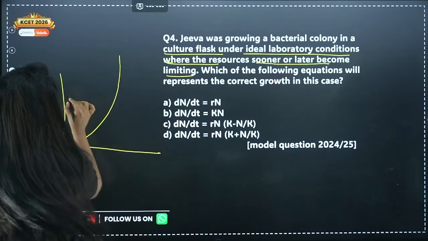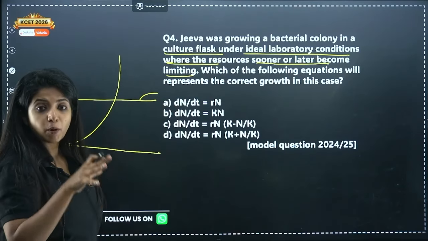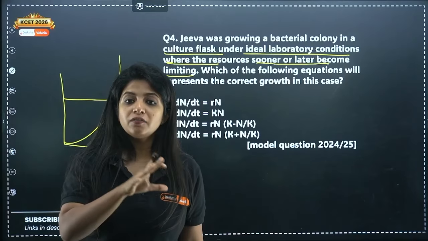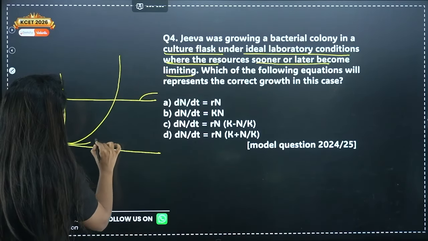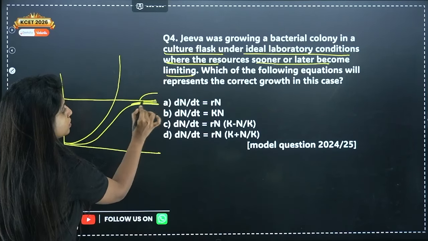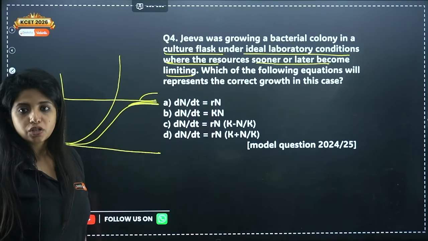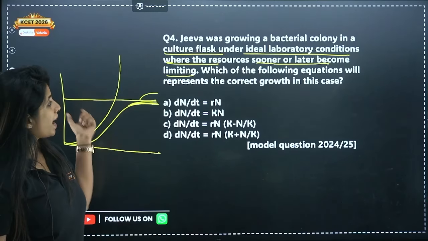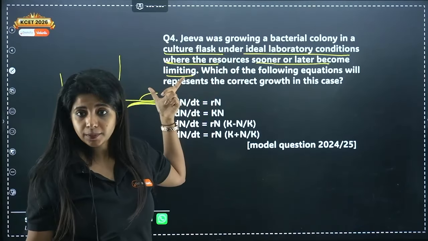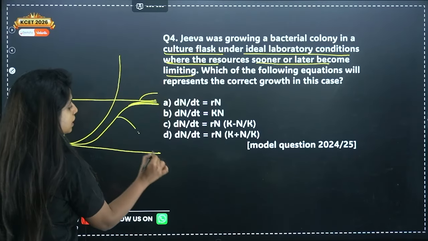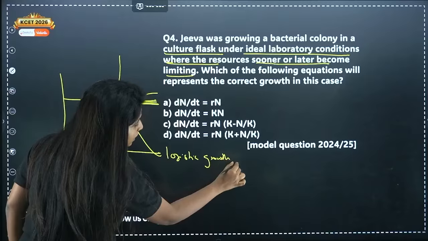If resources are limited, you have a carrying capacity. Carrying capacity is the maximum population size that an environment can handle because the resources are limited. In that particular case, what is happening? You see a sigmoid curve. This is known as logistic growth. So over here, a bacterial colony is there, but again, it is mentioned that resources are limited. In this particular condition, obviously, it will be logistic growth. Logistic growth that will be considered.